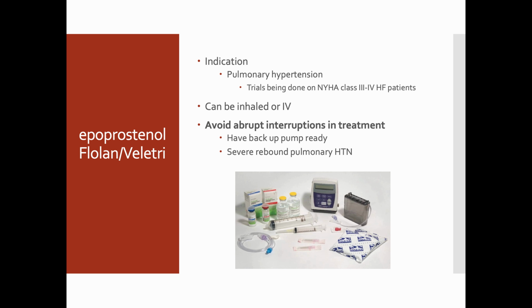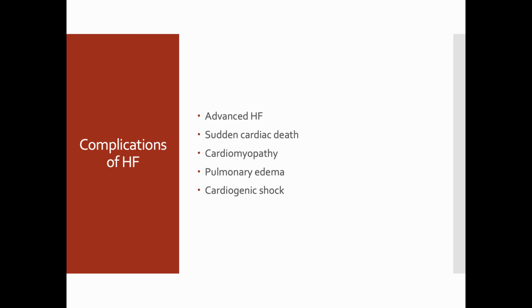Flolan is this other medicine that we use that is prostacyclin, and this is also for pulmonary hypertension. It's used in a specific subset of patients, and it causes vascular dilation in the pulmonary bed as well.